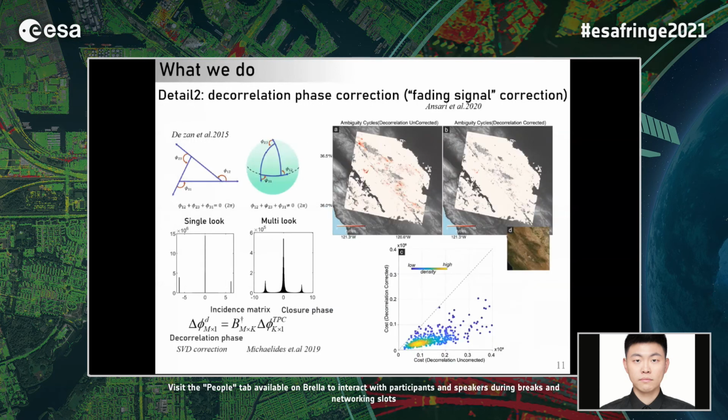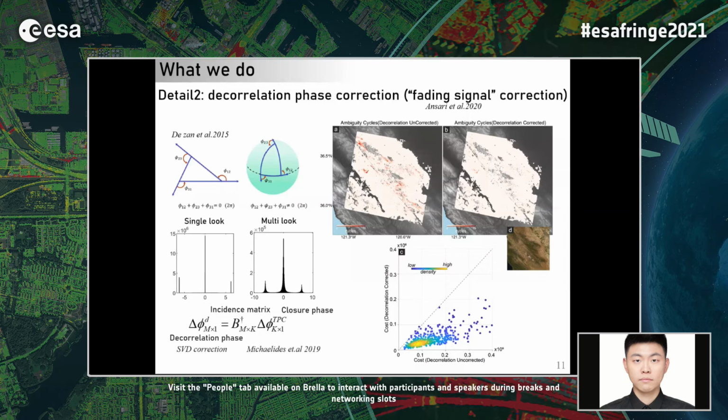The second detail we must pay attention to is the correlation phase correction before the two-dimensional phase unwrapping. The triplet phase closure is strictly equal to 0 for single-look data, but for multi-look data, the triplet phase closure may not be equal to 0 anymore. Then we propose to use the SVD correction method proposed by Mihalidis to correct this correlation phase, also named fading signals. We can see in the shown figure the results before and after the correction is applied.